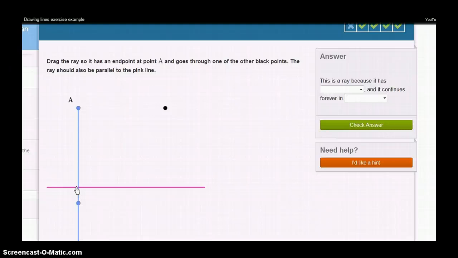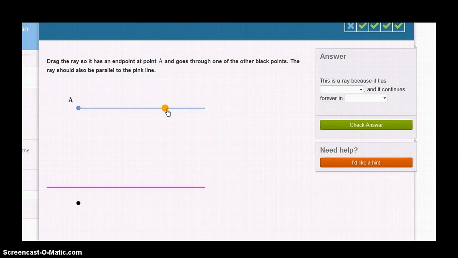You're going to get some practice with this in just a moment. So let's try to make it go through this point. Well, yes, when I do that, it does indeed look like my ray is parallel to the pink line. And this is a ray because it has one endpoint. This is where the ray terminates. It literally ends there. And it continues forever in one direction. In this case, the direction is to the right. It continues forever to the right. So it continues forever in one direction.